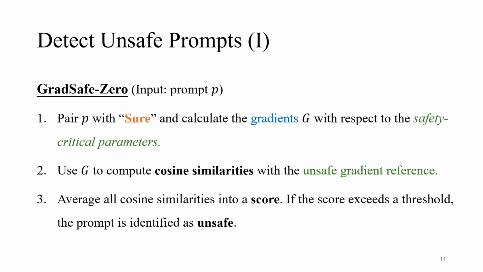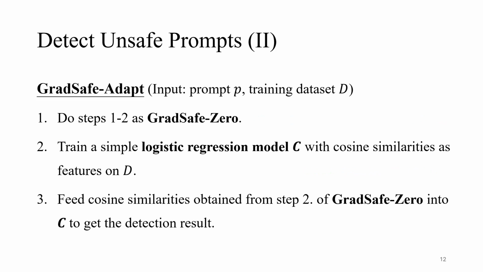This paper offers 2 methods to detect unsafe prompts. The first is GradSafe 0. Here shows the procedure of detection, which is basically identical to how safety-critical parameters are identified. The second method, GradSafe Adapt, additionally trains a logistic regression model for weighting the importance of safety-critical parameters. This is for leveraging the training dataset to facilitate domain adaptation.